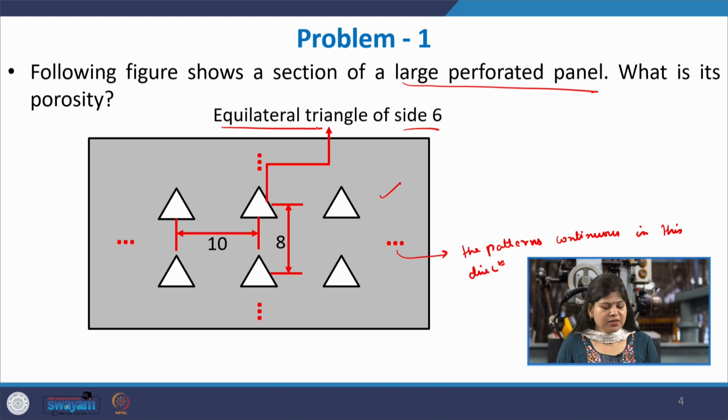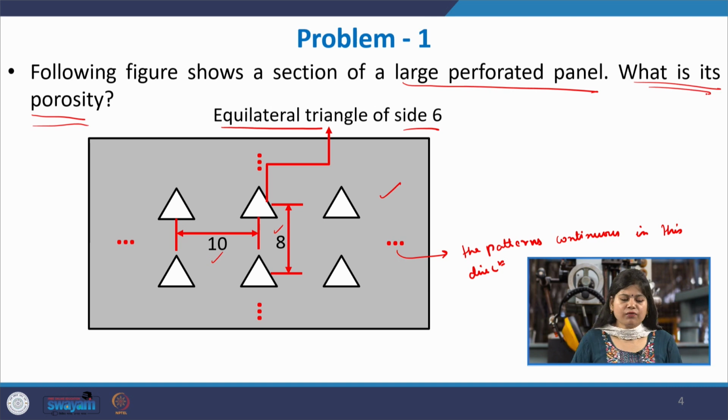and the spacing between them is such that in the horizontal direction the spacing between the centroids of these perforations is 10, and in the vertical direction the spacing between the centroids of any two adjacent perforations is given to be 8. The units are not mentioned, but it is not required. We have to find the porosity of this panel.